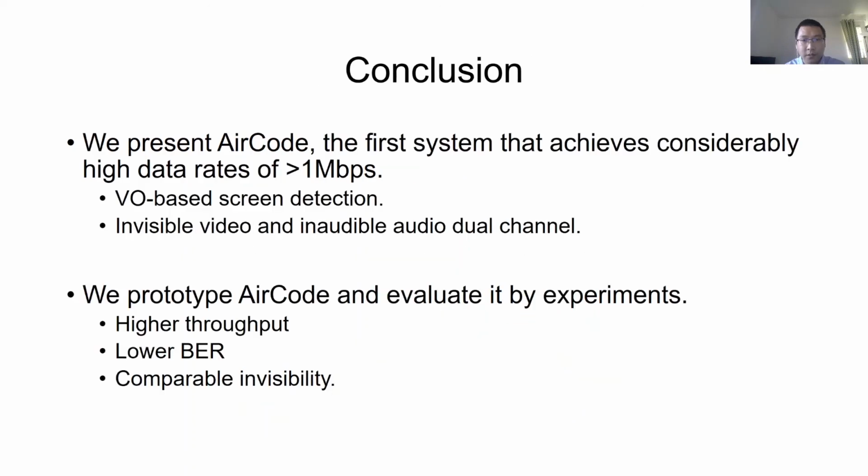In conclusion, in this paper, we present AIRCODE, the first system that achieves considerably high data rates of over 1 megabit per second, thanks to the design of the VO-based screen detection and the use of the invisible video and inaudible audio dual channel. We prototype AIRCODE and evaluate it with experiments. Please refer to our paper for more results.